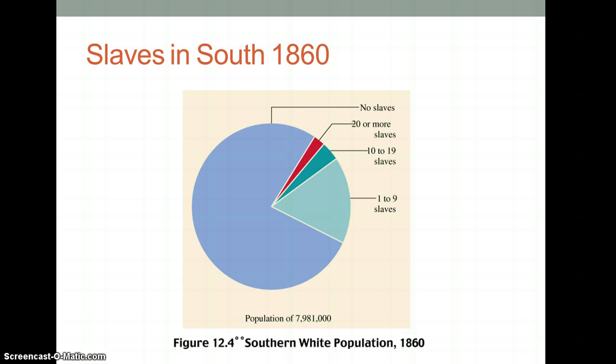As you can see by this pie graph, slaves in the South during 1860. The majority of the pie graph shows that people did not own slaves.